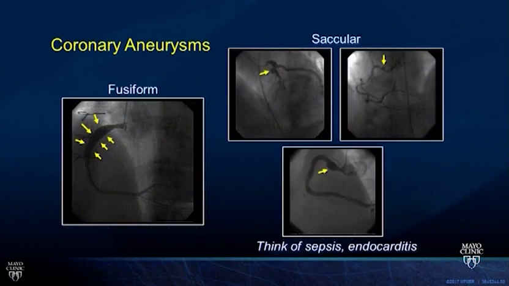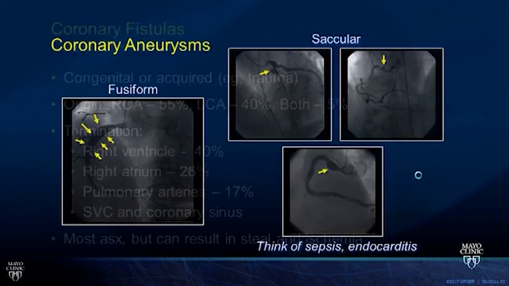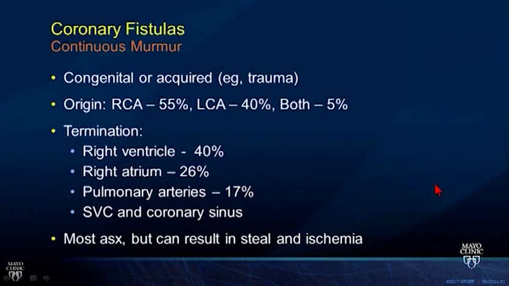And here's some examples of coronary aneurysms. Here's a fusiform aneurysm of the proximal right coronary artery. Here's a saccular aneurysm of the left circumflex. Another saccular aneurysm over here. And you should also consider the possibility of endocarditis and sepsis when you see these in patients. So think about that as well if it's relevant in the clinical stem and also in your patients.